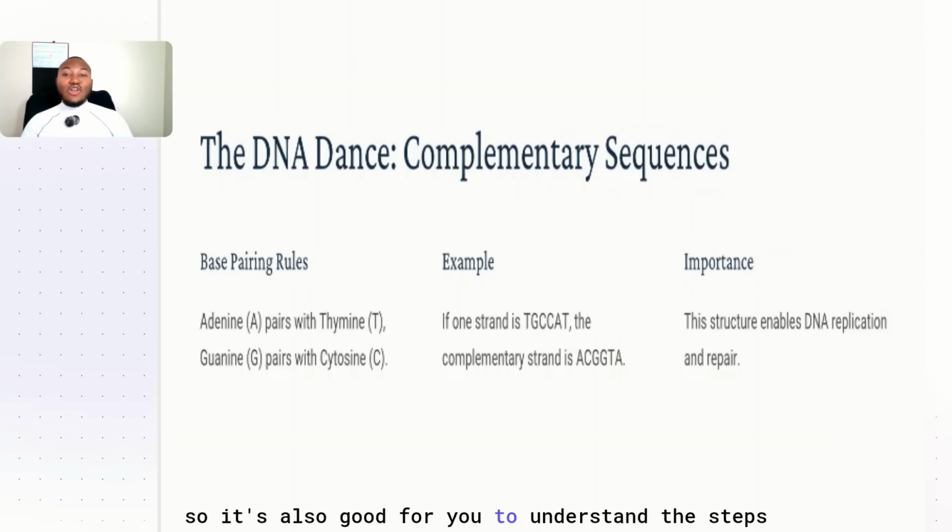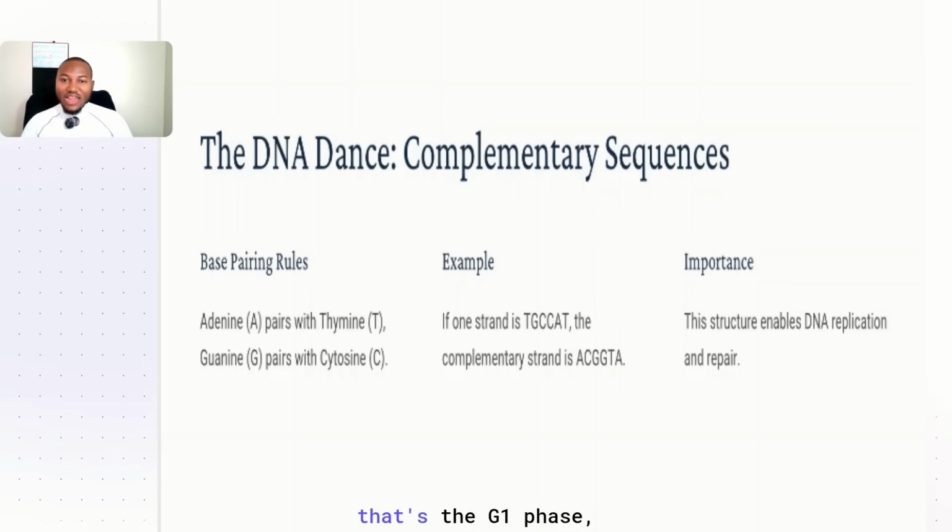So it's also good for you to understand the steps completely because it's a recap. We have the growth phase, that's the G1 phase, S phase, and the G2 phase, that's preparation. Then we have the mitosis phase, which is the prophase, metaphase, anaphase, and telophase. And finally, we have the cytokinesis. So the G1, S, G2 phase is the interphase. You understand?